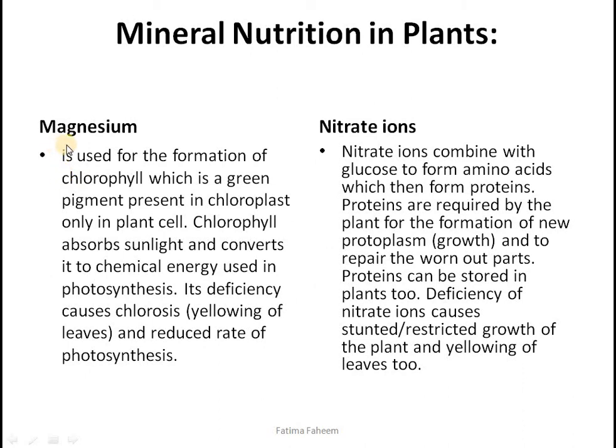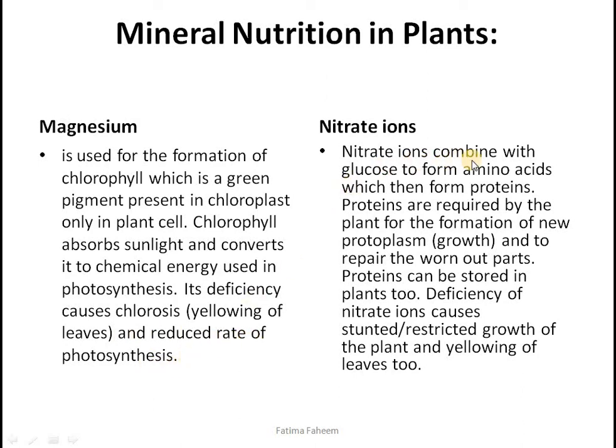The major ones in your syllabus are magnesium and nitrate ions. We have read their detail before, but let's revise them. Magnesium is used for the formation of chlorophyll, which is a green pigment in chloroplast. Chlorophyll actually absorbs the sunlight and converts sunlight into chemical energy, which is used in the process of photosynthesis. Deficiency of magnesium ions would lead to chlorosis, which is yellowing of the leaves and reduced rate of photosynthesis.